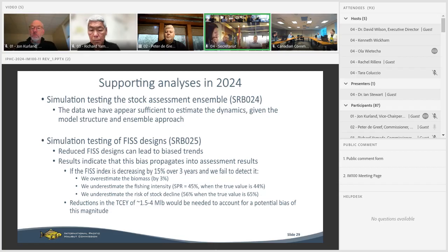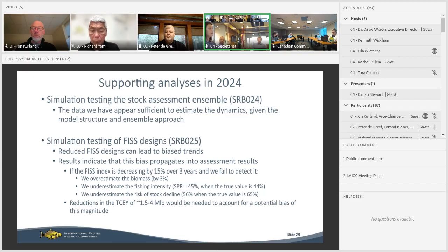How would this affect the stock assessment? What we found was that we would overestimate the biomass by approximately 3%. We would underestimate the fishing intensity. If the true value were 44%, we would estimate it to be an SPR of 45%, or a lower level of fishing intensity. And we would underestimate the risk of stock decline. If the true value for stock decline was 65%, we might only estimate a probability of 56%.